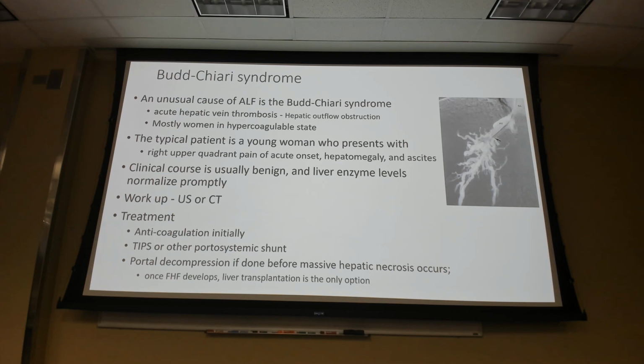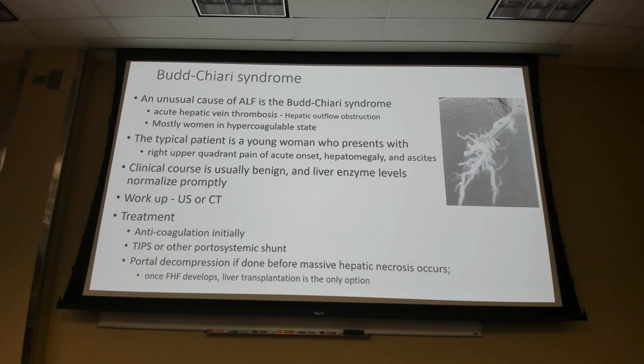And then, less commonly you can have Budd-Chiari syndrome, which is just hepatic vein thrombosis, and it causes an outflow obstruction. Typically a younger female patient, they'll have some right upper quadrant pain, hepatomegaly, maybe ascites. It can progress to fulminant hepatic failure, but it typically doesn't. So the clinical course is usually benign.